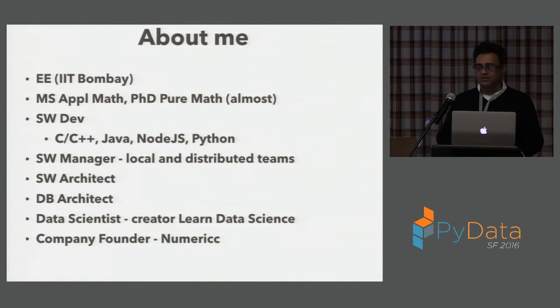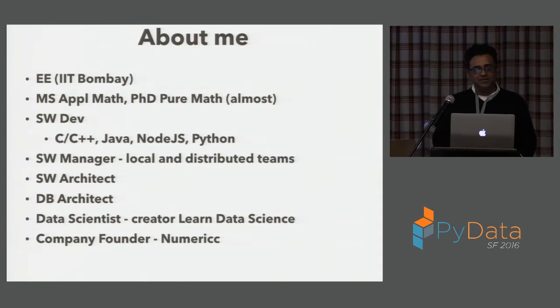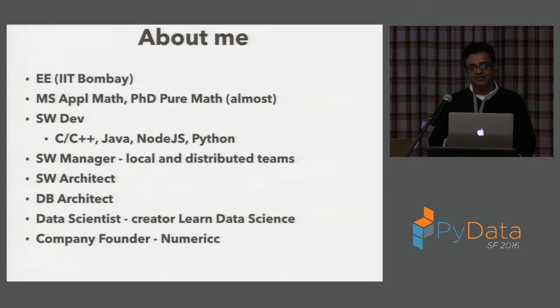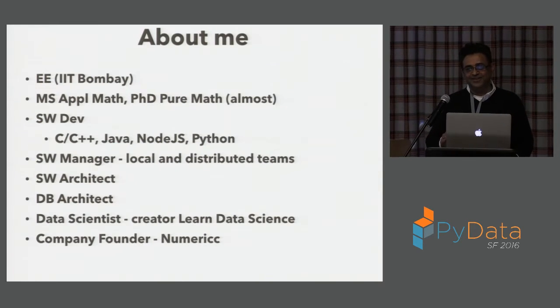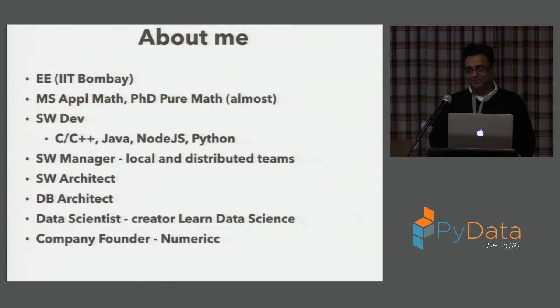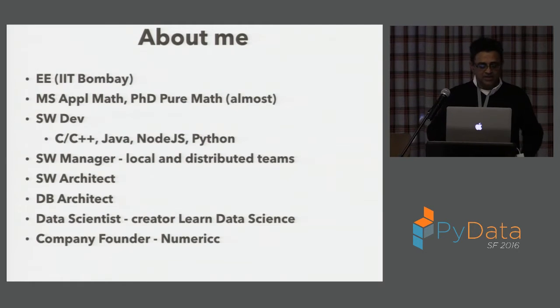So about me, I have a bachelor's in EE from many years ago, before the meteors came and the dinosaurs died. I went and did a master's in applied math, and then I was in a PhD pure math program, and it got too crazy, so I did everything but the thesis, and I went back to software development. As I've mentioned, I've done all of these things.